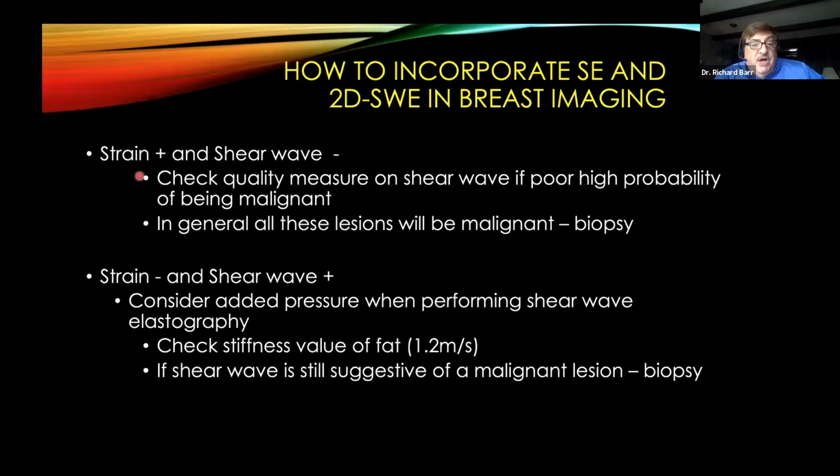If strain is positive and shear wave is negative, again, we check the quality of the shear wave. If it's poor, obviously, then it's going to be malignant. So all of these blue cancers will have, or the vast majority of them will have, a very poor quality map flagging to you not to believe the data. And in general, all these lesions will be malignant, so we biopsy them.